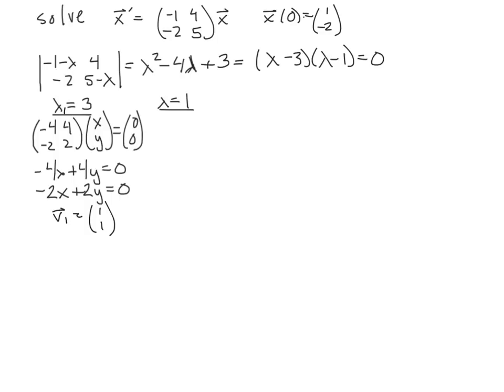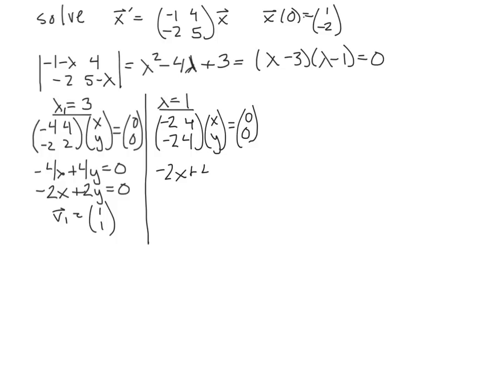And then if lambda equals 1, I'm plugging it back into A minus lambda I. So I've got negative 1 minus 1, that's negative 2. 4, negative 2. 5 minus 1 is 4. Times x, y, set that equal to the 0 vector. Write out the equations. 2x plus 4y equals 0. I'm not going to write the second one because it's exactly the same.